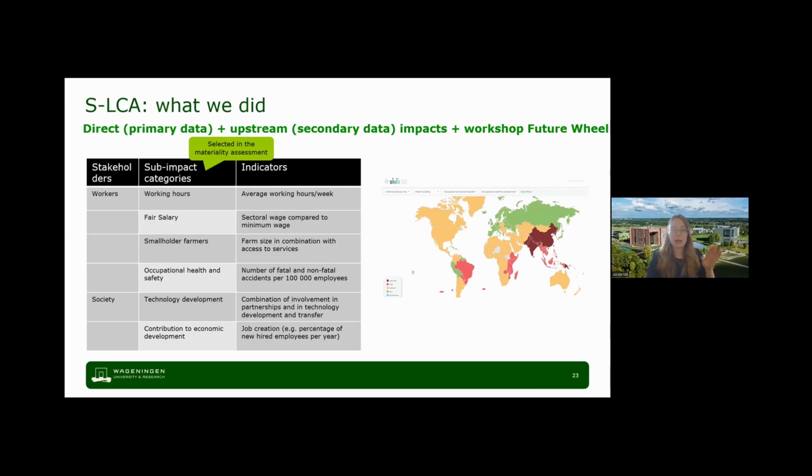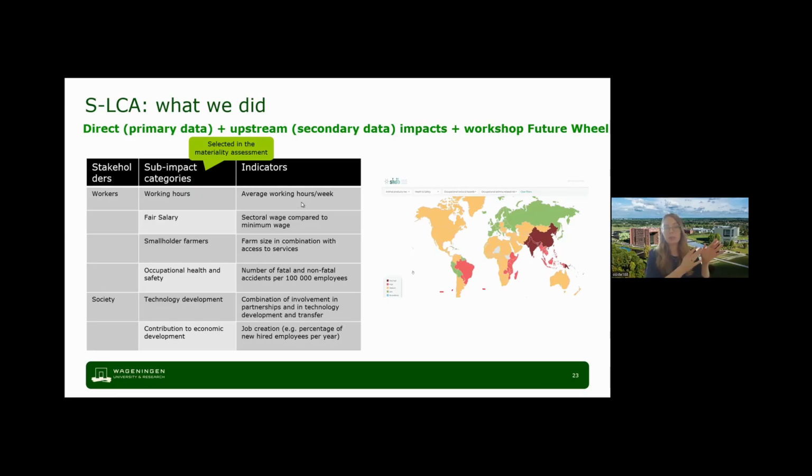But first of all, as I said, you have to do the materiality assessment. So we had some surveys with all of the farmers involved, and also some expert judgment to identify in Europe, in these agricultural value chains, what might be potentially risky topics. And then we came to this selection based on the stakeholder consultation. So that's working hours, fair salary, smallholder farmers, occupational health and safety, technology development, and contribution to economic development. These all were considered the most important topics.